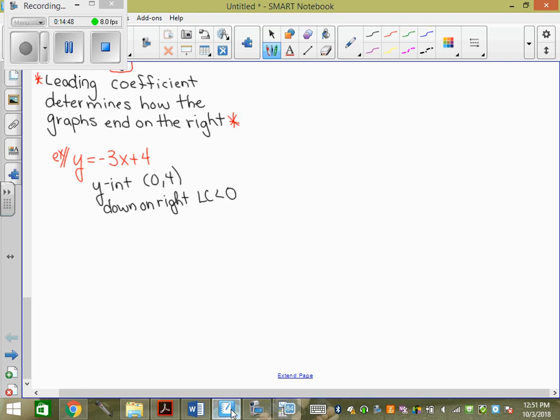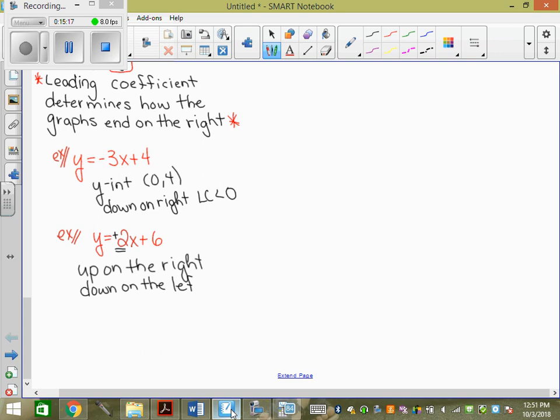So let's do one more example. What if I give you y equals 2x plus 6? What can you tell me? It's up on the right, because I have a positive 2, correct? And that's my leading coefficient, which means it's indirectly down on the left.